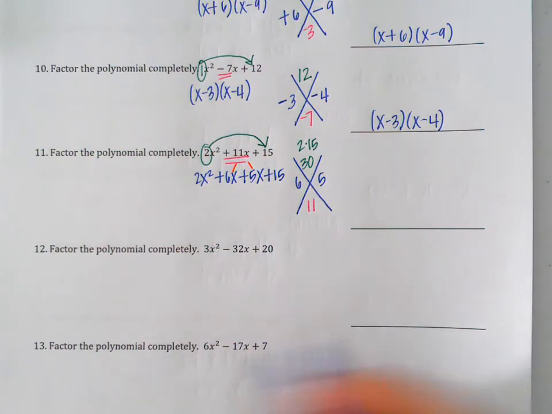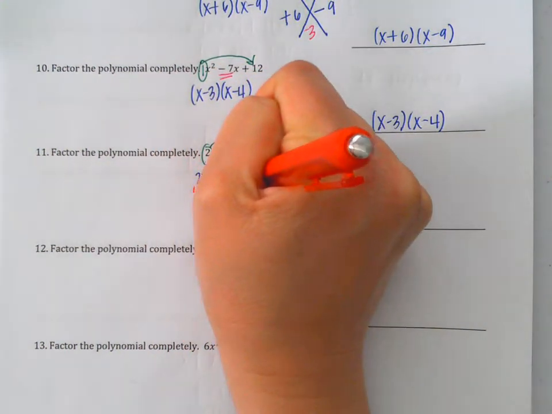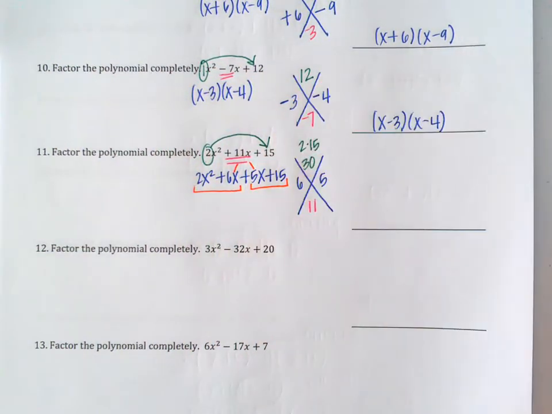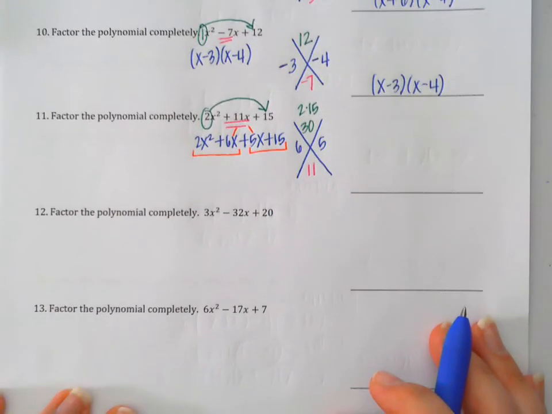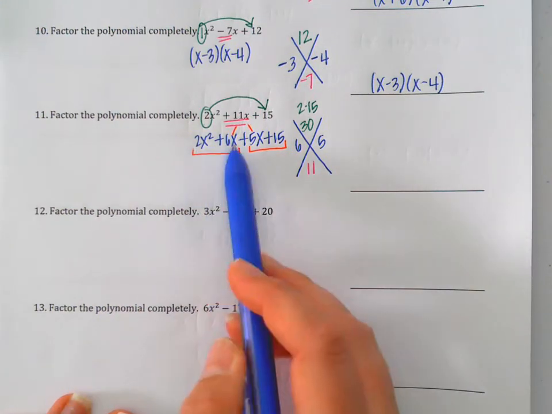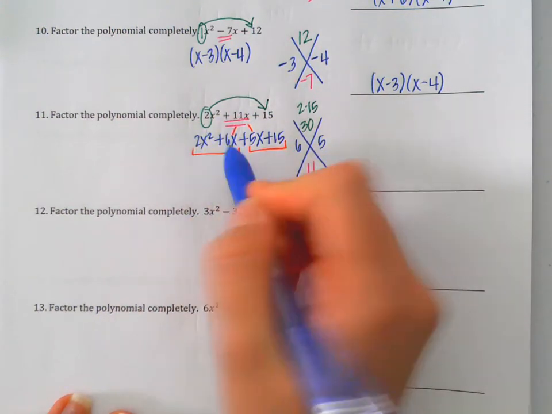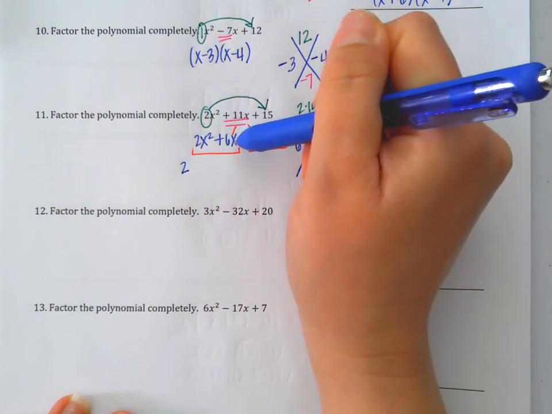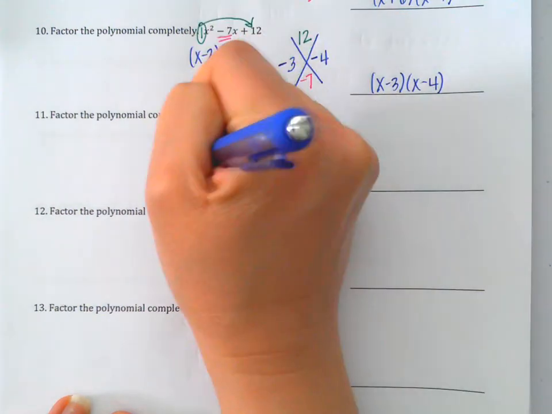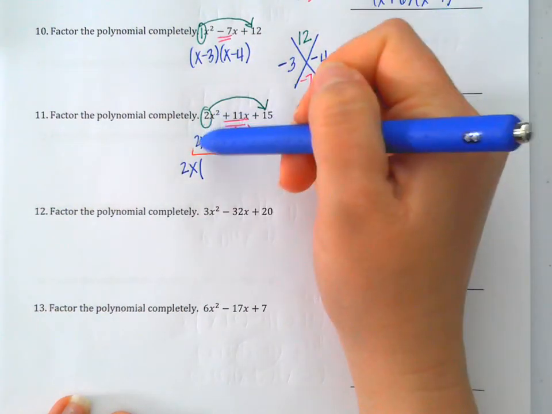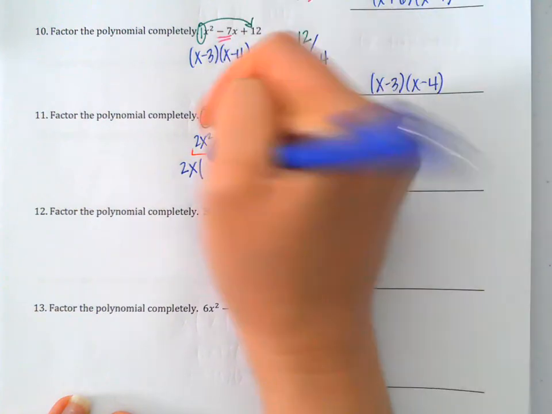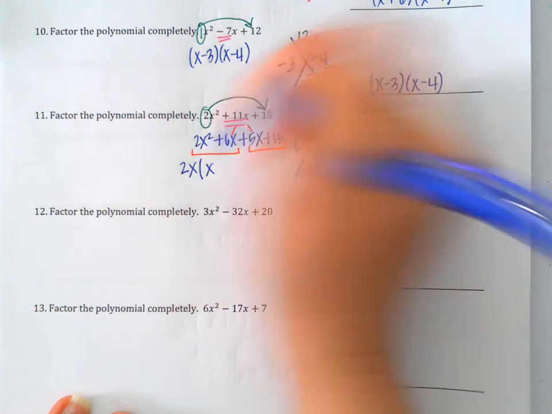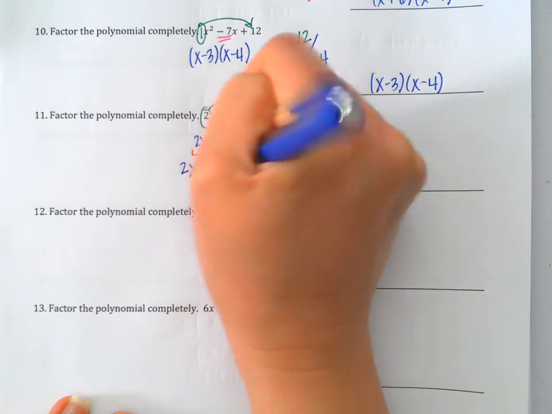Now I have 4 terms, and now I can factor by grouping. So 2x squared and 6x is my first group, and 5x plus 15 is my second group. For 2x squared plus 6x, what factors evenly out of 2x squared and 6x? Well, we know 2 does. 2 goes evenly into both 2 and 6. And do they have a variable in common? They do. They have an x. And then what's left? 2x squared divided by 2x is x, and 6x divided by 2x is 3.